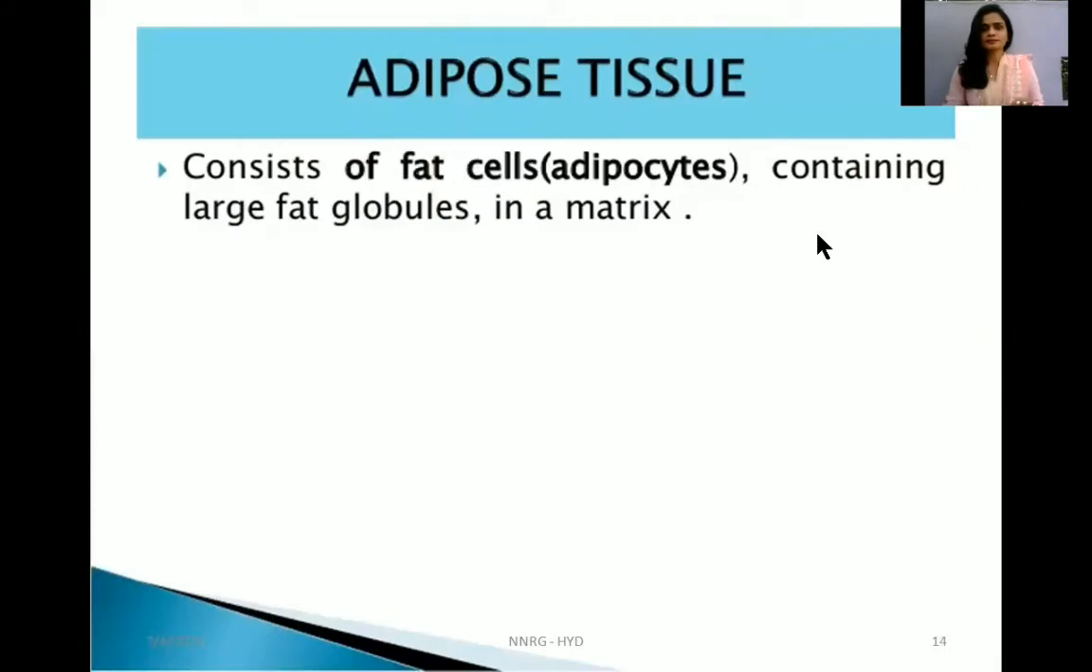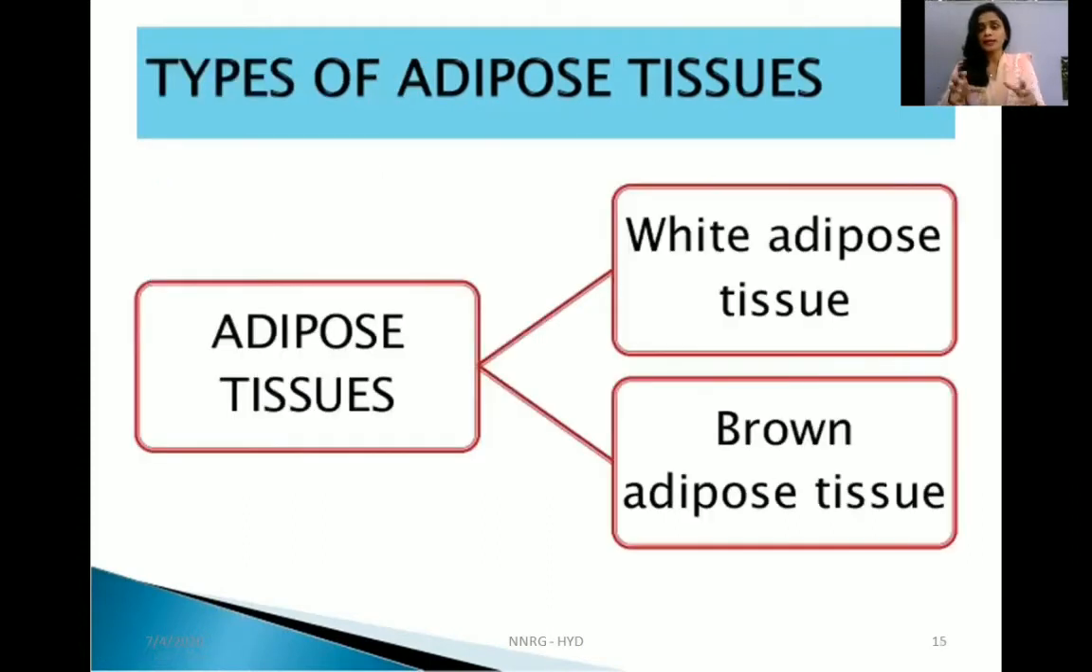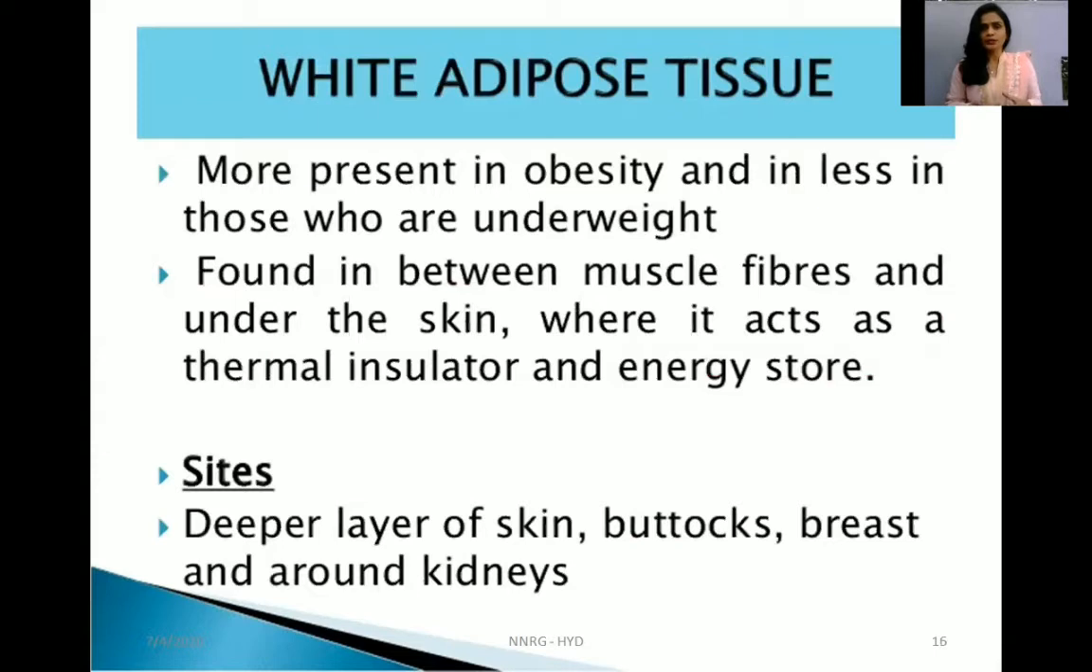Then coming to the adipose tissue. Adipose means fat cells. It contains large fat globules in a matrix. In adipose tissue you have two types: white adipose tissue and brown adipose tissue. The white adipose tissue is usually present in very obese people, and it's not there in very thin people. Underweight people won't have much white adipose tissue, because white adipose tissue stores the energy.